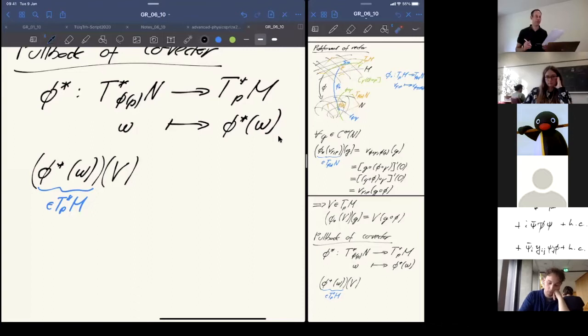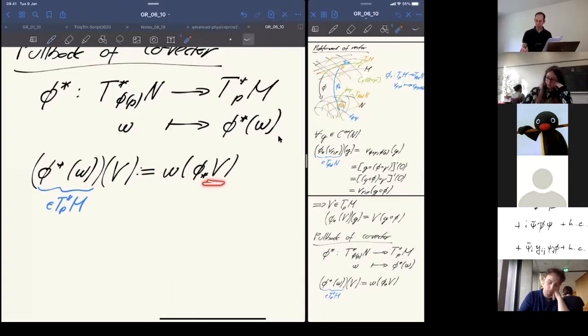So V is for the moment, again, an arbitrary vector as before. And now we just define this to be omega applied to the push forward of that vector. By the way, one often omits brackets. I could have put brackets around V, but there are always many brackets, so one tries to omit them whenever it's not absolutely necessary. Here it's clear that this is just something acting on V, so I don't put the bracket.